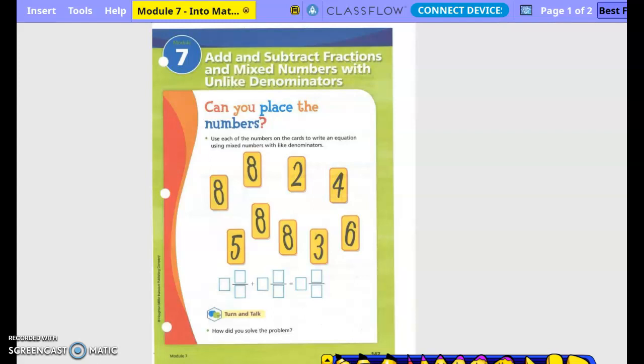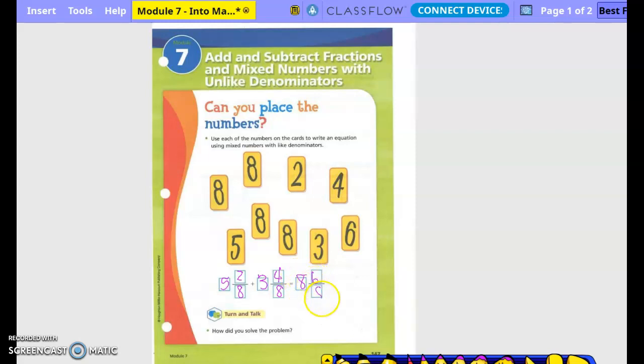Use each of the numbers on the cards to write an equation using mixed numbers with like denominators. Okay, so what do you guys think? Okay, hold on, so 5 and 2/8 plus, what else? Let's not use the 4 and 6/8. 3 and what? 2/8? No. 4/6? 3 and 6? 3 and 4/8 equals what? 5, clearly 8, right?